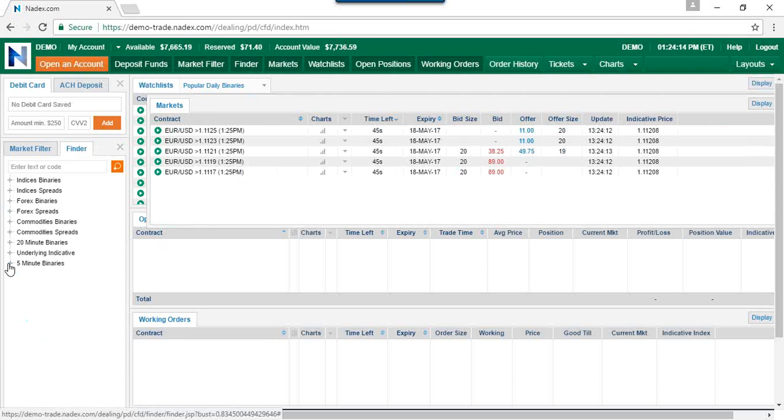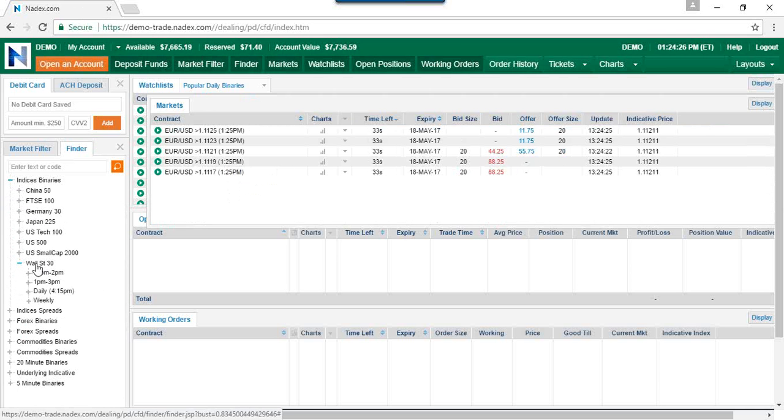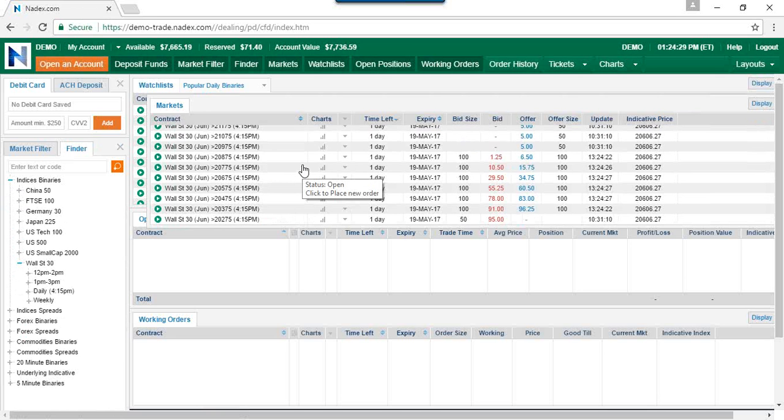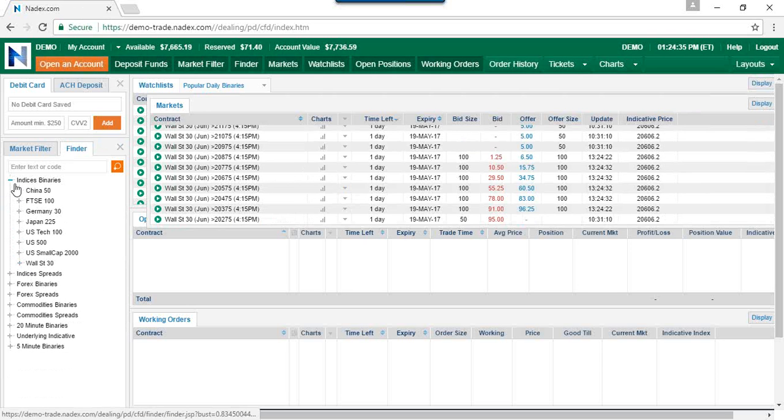And again, if you don't follow some of this, go and check out some of the past webinars, and it'll all come together here. All right, so I want to take a look at something. Let's go to the indices binaries. Let's look at the Wall Street 30. Let me just take a look at something here. I want to find a good example for you.